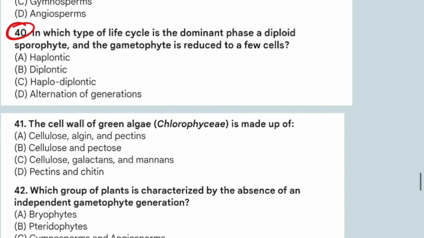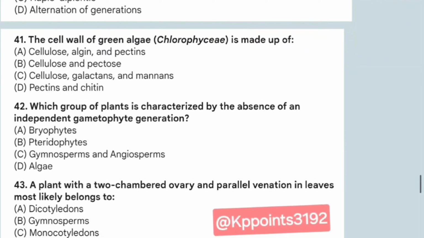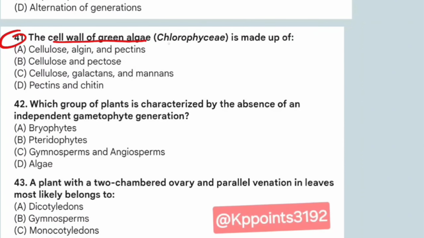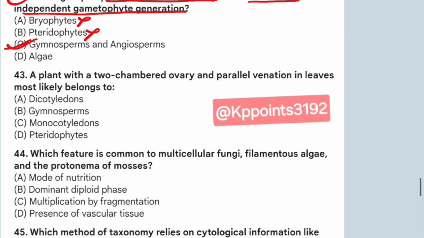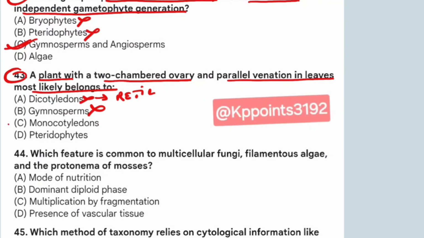Number 40. In which type of life cycle is the dominant phase a diploid sporophyte and the gametophyte is reduced to a few cells? Haplontic? No. Diplontic? Yes. Number 41. The cell wall of green algae, Chlorophyceae, is made up of cellulose, algin and pectins? No. Cellulose and pectose? Yes. 42. Which group of plants is characterized by the absence of an independent gametophyte generation? Bryophytes? No. Pteridophytes? No. Gymnosperms and angiosperms? Yes. 43. A plant with a two-chambered ovary and parallel venation in leaves most likely belongs to dicotyledons? No, because dicotyledon venation is reticulate. Gymnosperm? No. Monocotyledons? Yes.